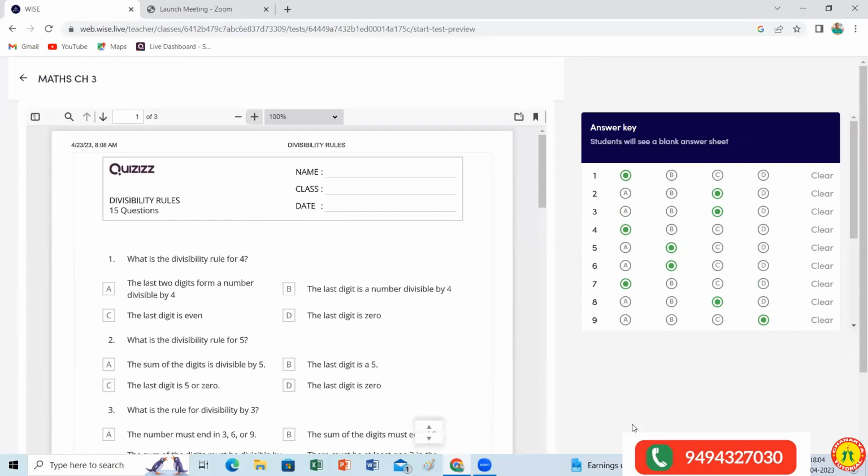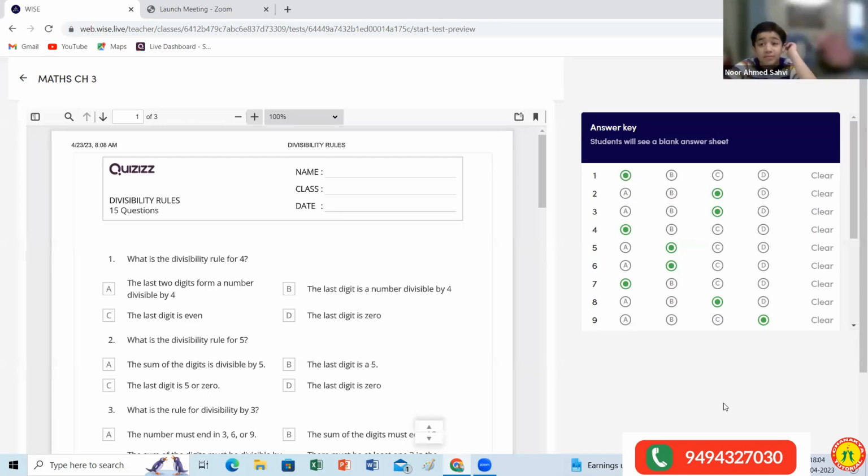Right, children. Next, what is next in the chapter? LCM and HCF. Do you know, children, what is LCM, what is HCF, why we should learn all these things, where we are using the LCM concept in our day-to-day life situations? Are you aware of this part? Ma'am, I know LCM. Yes, Noor.